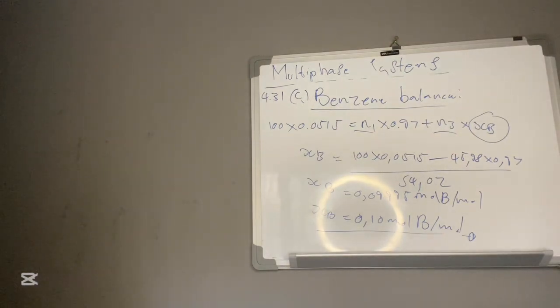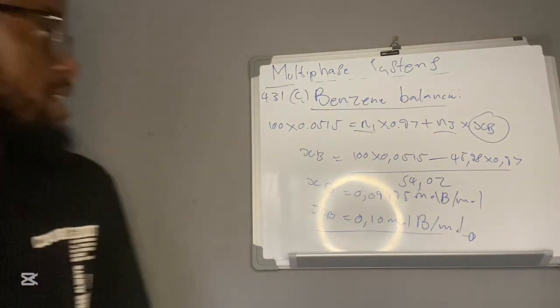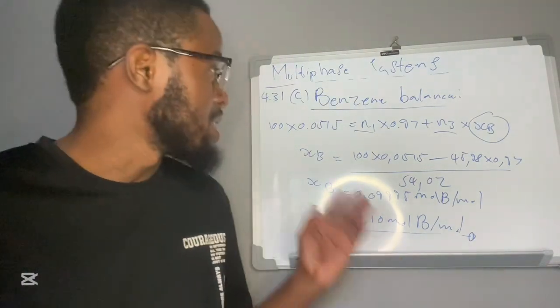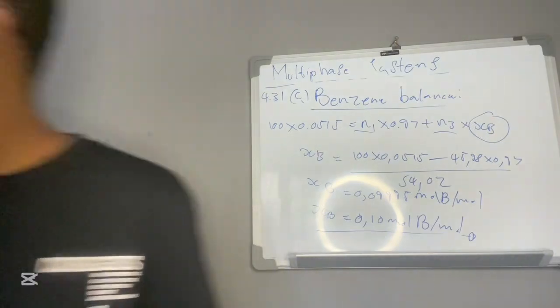So that's basically how you do 4.31. Right, that's basically how you do 4.31.